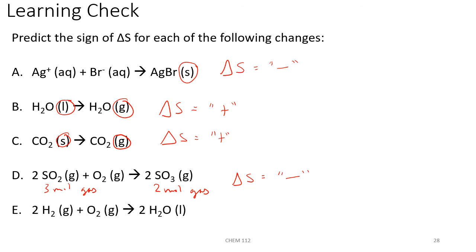And lastly, in E, we have 2 moles of gaseous hydrogen plus 1 mole of gaseous oxygen, forming 2 moles of liquid water. We went from 3 moles of gas on the reactant side to essentially 0 moles of gas on the product side. So this would signify a decrease in disorder, and our entropy change would be negative.